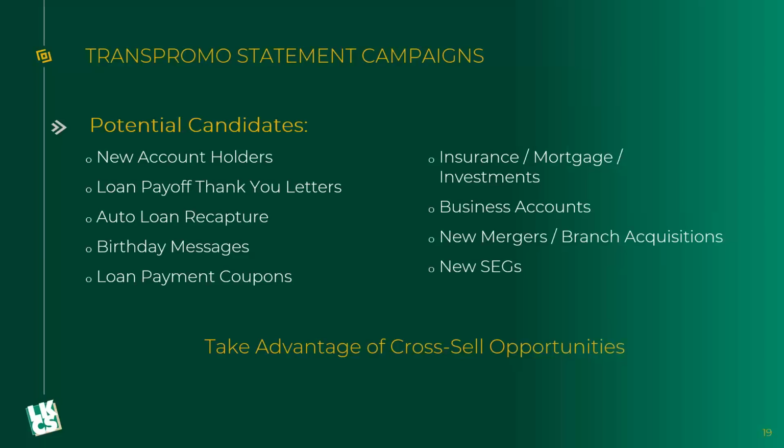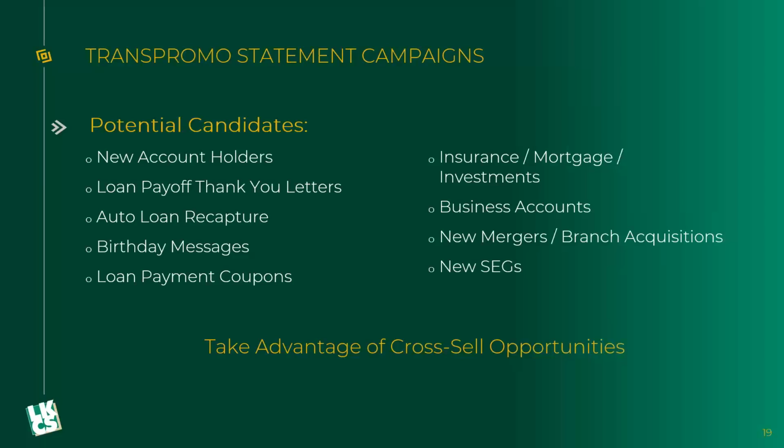So think of ways that you can welcome new account holders, right? You can thank accounts, or thank people for paying off their loans. We can incorporate those auto loan recapture messages, right? As soon as somebody hits, for example, 36 months on an existing auto loan, we can start communicating with them about taking out that next auto loan with you, or whatever time period your loan staff finds that people begin to trade in their vehicles.